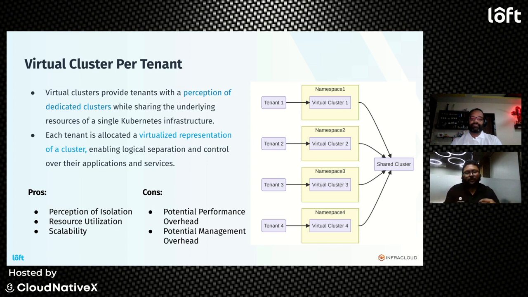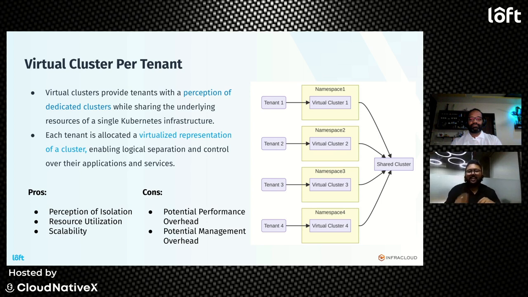That's one of the pros of virtual clusters. It provides a perception of isolation. Tenants can experience the benefit of a dedicated cluster while being on a shared cluster. They also have the logical separation in place while sharing the underlying resources. That's where resource utilization is taken care of, because it is shared among all the other virtual clusters. So we can reduce the overhead because of the resources being shared.